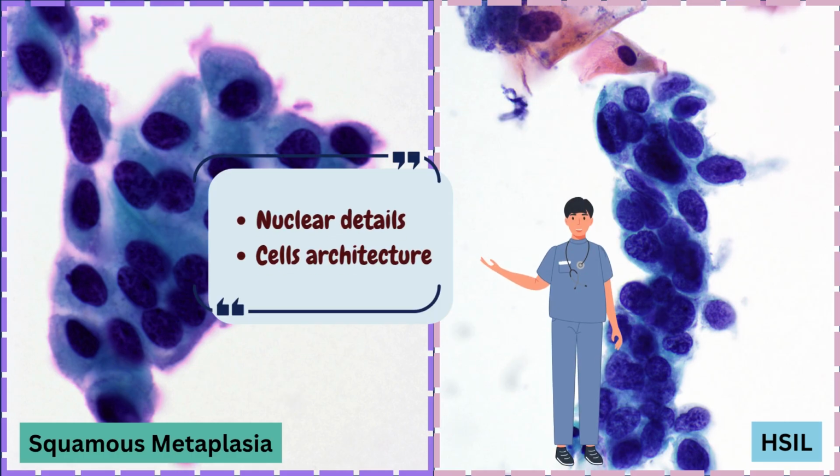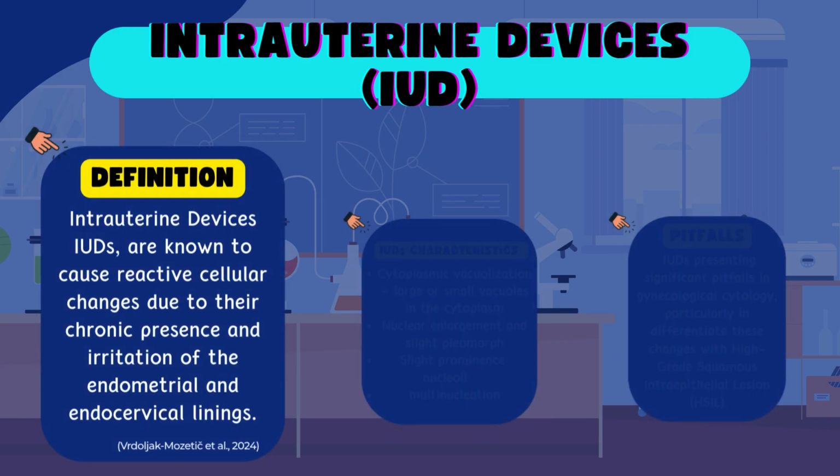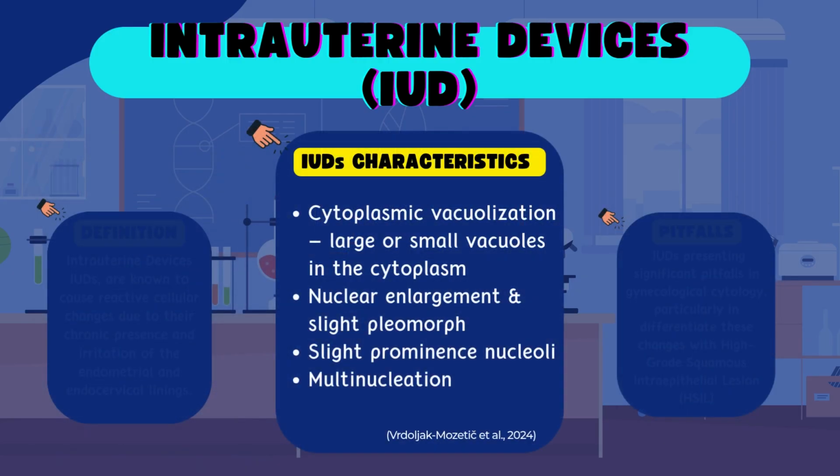Careful evaluation of nuclear details and cell architecture is crucial. Now let's talk about the cytological effects of intrauterine devices, or IUDs. IUDs are widely used for contraception, but their long-term presence in the uterus can trigger reactive changes in the endometrium and endocervical lining. These changes are not malignant, but under the microscope, they can look suspicious and challenging to interpret.